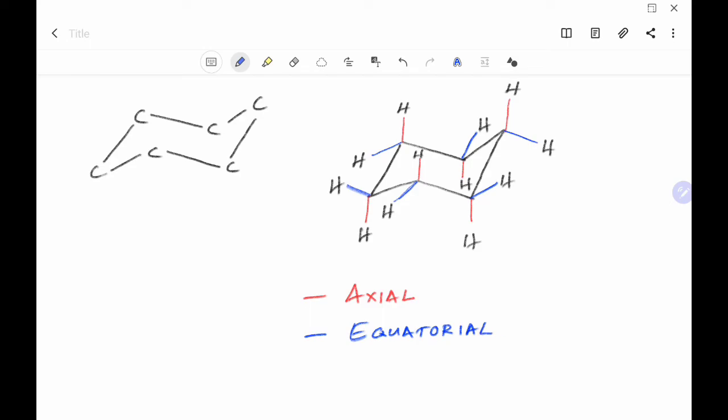Equatorial. So everyone must be able to draw their own cyclohexane chair conformations, and also every student must be able to draw axial and equatorial bonds without any difficulty. Because we are going to use this concept, use this drawing in many situations. So it is very important that every student knows how to draw these axial and equatorial bonds. So let me do this really quickly. I will show you how quick we can do this.